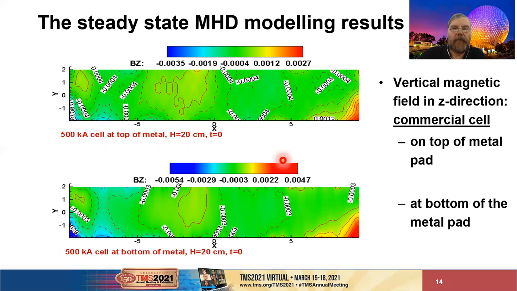So those are the BZ for the generic cell.